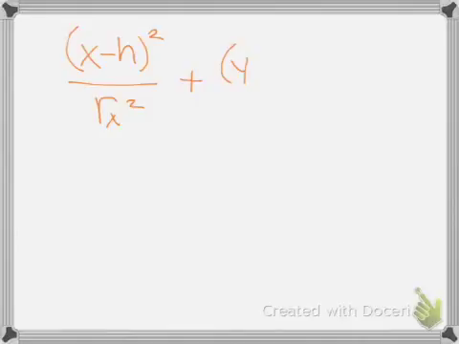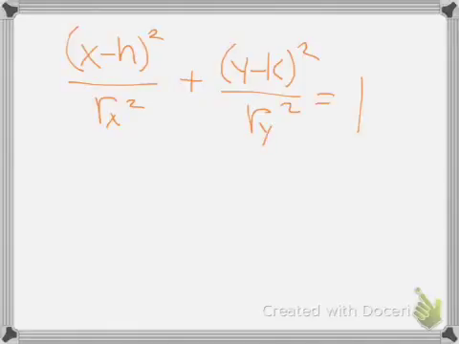Okay, we're going to talk about conic sections with parametrics. First one we'll talk about is an ellipse. We learned in Algebra 2 that you had your Cartesian equation for an ellipse. So here's your Cartesian equation for an ellipse.